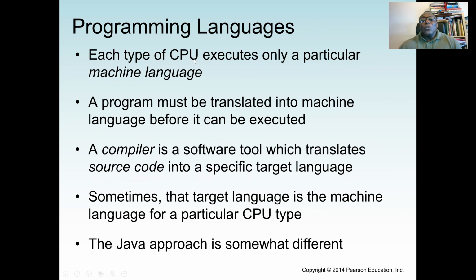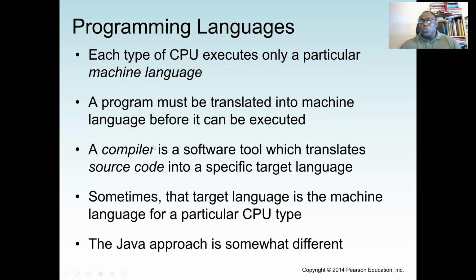So programming language, each type of CPU executes only one particular machine language. This is very important. Actually, this is the advantage of Java. Now, if I write a program, let's say in C++, it may run in one computer system. It may not run in another computer system because of the CPU language. So a program must be translated into a machine language before it can be executed by the CPU.